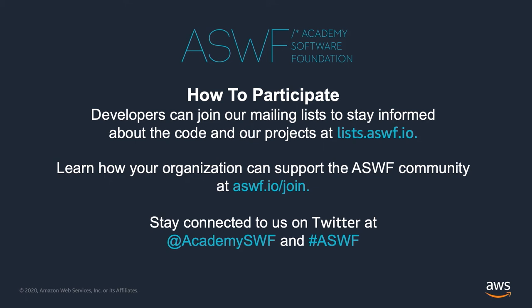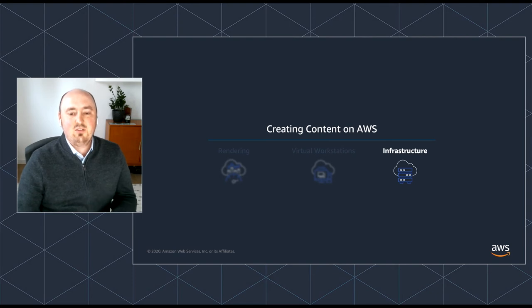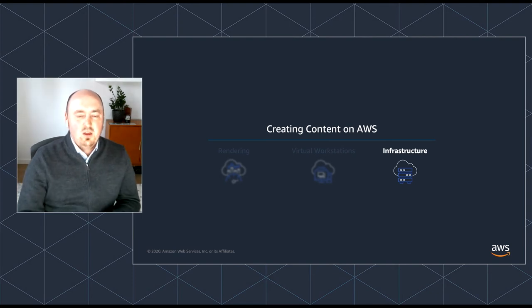So finally, the third thing I want to talk a bit about is infrastructure on AWS and how that relates to creating content. Because beyond virtual workstations, beyond rendering, there are other bits and pieces that AWS brings to the table that are really important as we start to think about having a cohesive infrastructure for a studio to operate on AWS and create content entirely on the cloud.